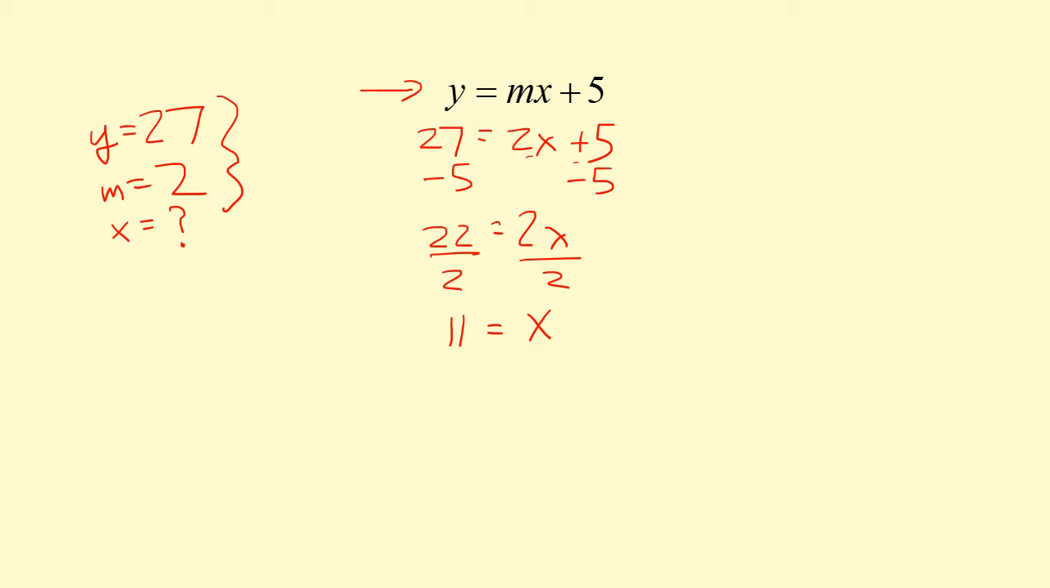Okay, so what I'm going to do is rewrite my formula over here. And I'm going to now follow the same steps that I followed on this left-hand column, except I'm going to do it without plugging in that 2 and that 27. And here's what I mean. So the first thing I did is I subtracted 5 from both sides. So that's what I'm going to do here. I'm going to subtract 5 from both sides. And I get y minus 5 equals mx.